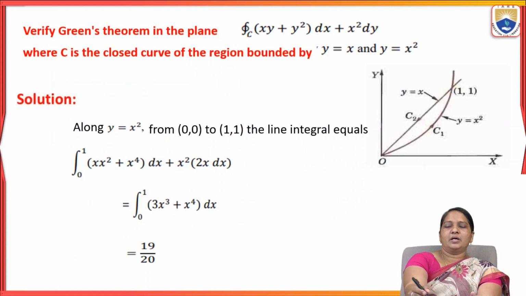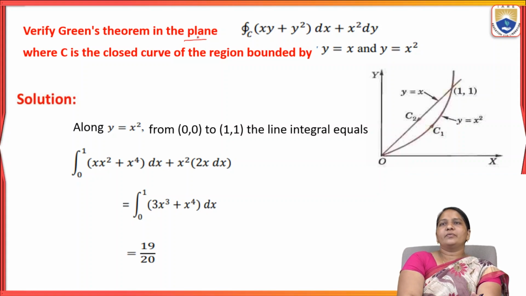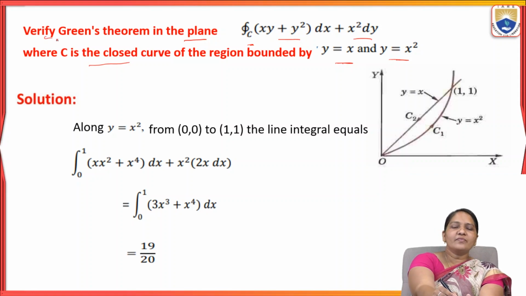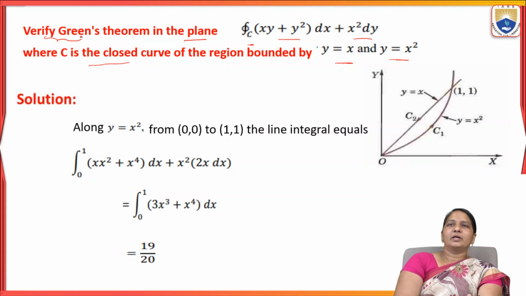Verify Green's theorem in the plane. We have to calculate the integral over C of xy plus y square dx plus x square dy, where C is the closed curve of the region bounded by y equal to x and y equal to x square. What they are asking in the question is to verify Green's theorem in the plane. That means first we have to evaluate this integral and confirm it according to the statement.